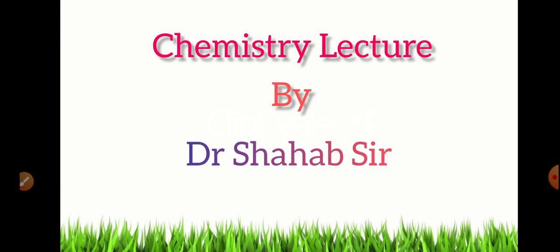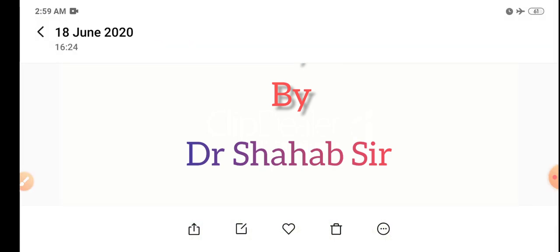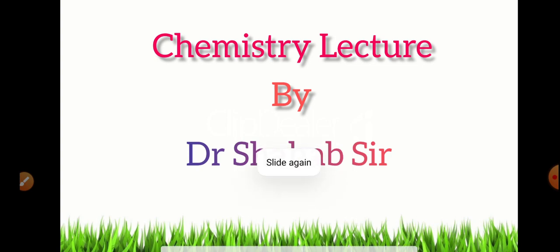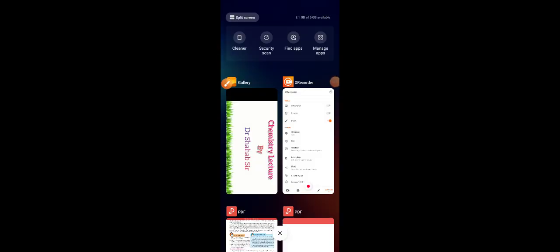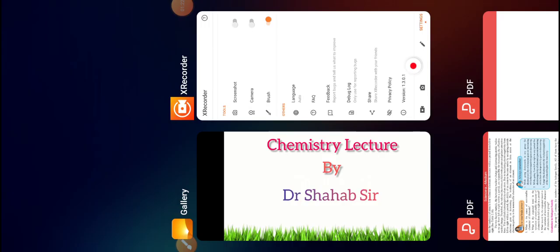We will see in this topic valency, atomic size, metallic and non-metallic characters. So we will see valency, atomic size, metallic and non-metallic character. The first one is valency. So for that reason I move to our textbook.